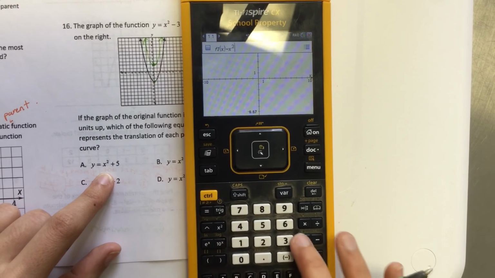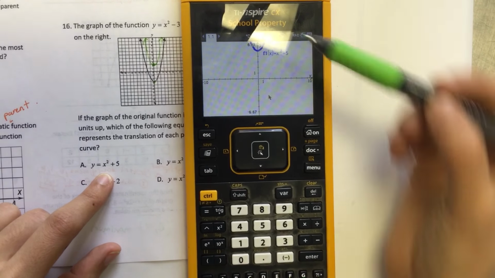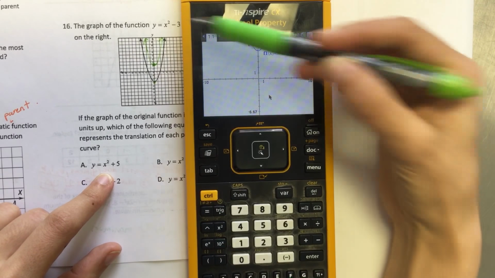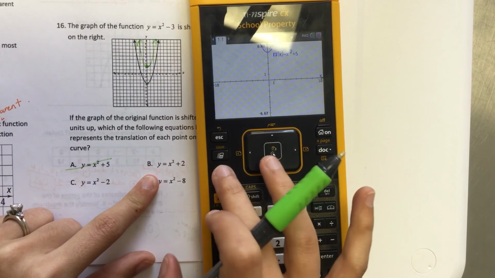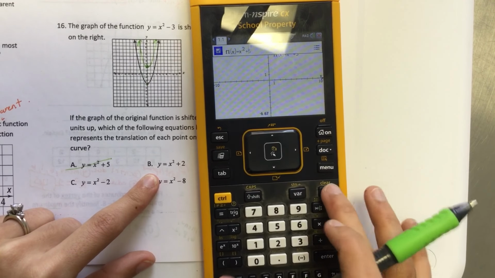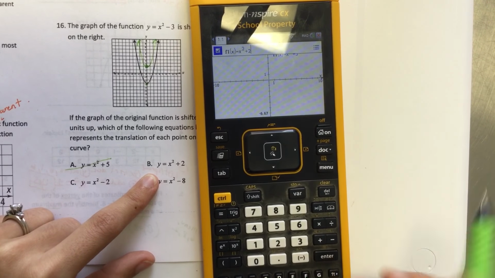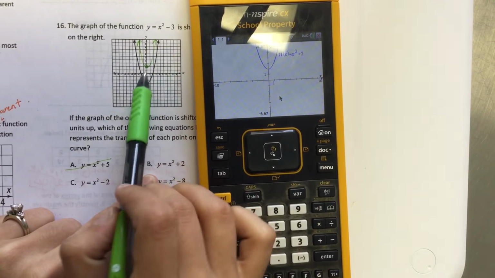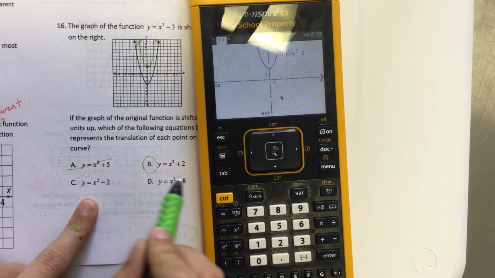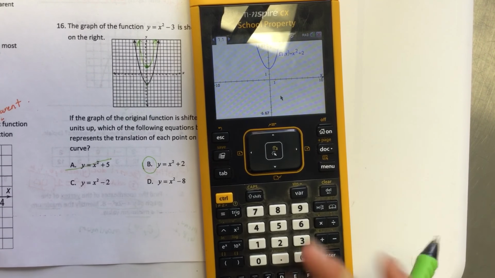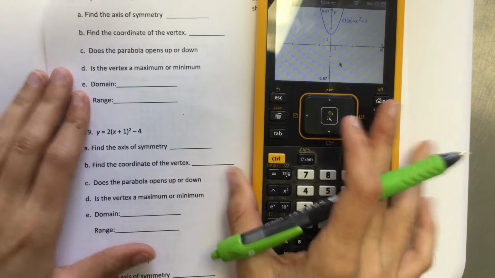So x squared plus 5, that's all the way up at 1, 2, 3, 4, 5. This one's at 2, so that doesn't work. Okay, let's try B. x squared plus 2. That one's at 1, 2. This one's at 2, so this one is our answer. This one's going to be at minus 2, and this one's going to be at minus 8, so neither one of those work.